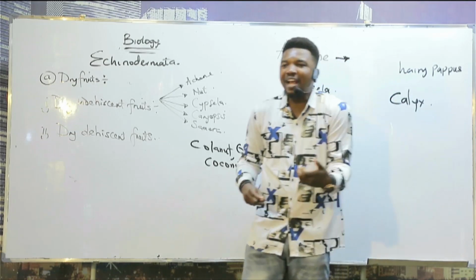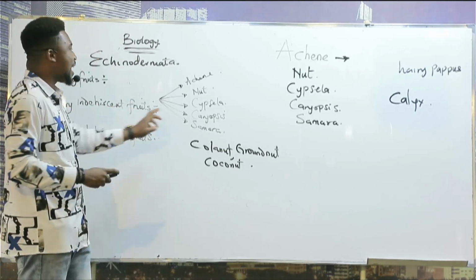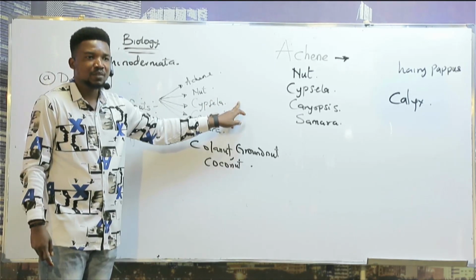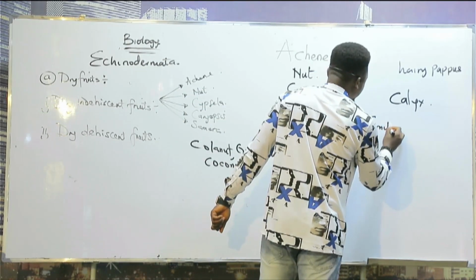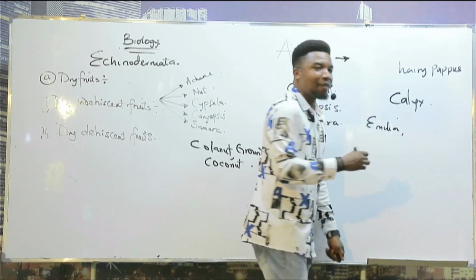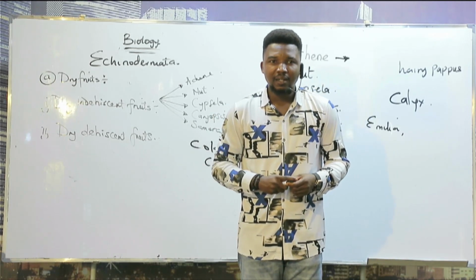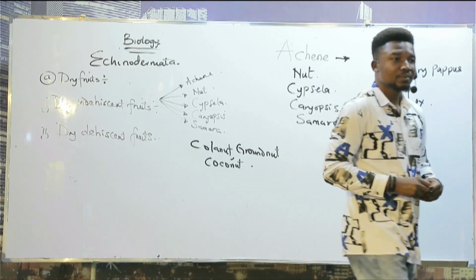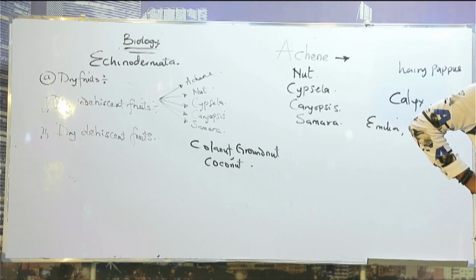Now, what are the plants that exhibit or fall under cypsela? We have Emilia. Emilia is part of a cypsela. Have you heard of goatweed? Have you seen goatweed before? Have you been in forest before?